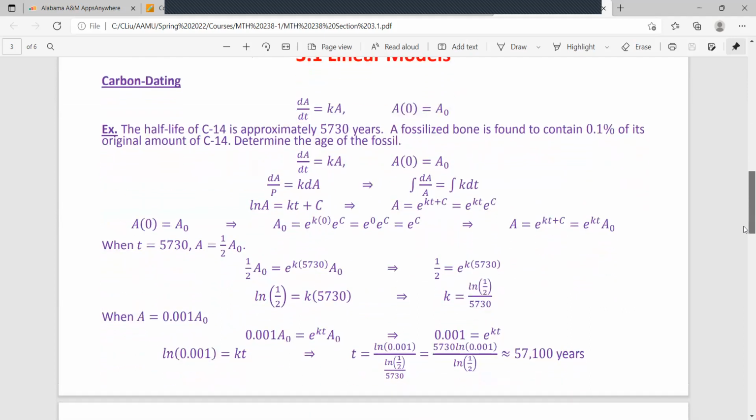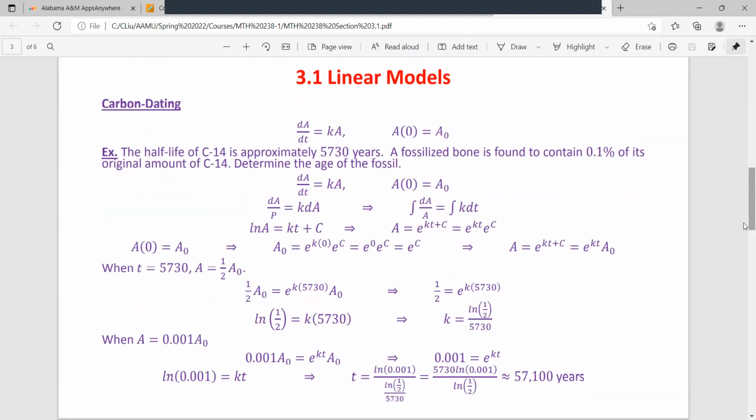So the next example is called carbon dating. Again, this is isotope decay. We can use the decay of isotopes to find out the years of some ancient objects, the years of the Earth, for example. That's how we estimate the years of the universe or whatever, one method.